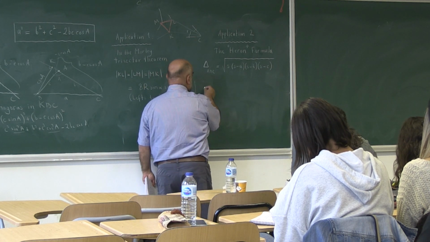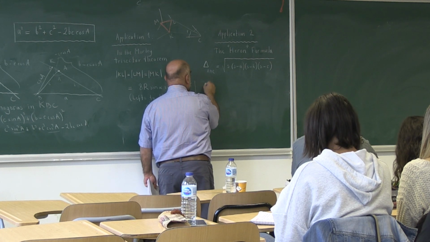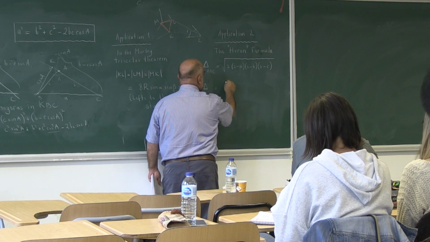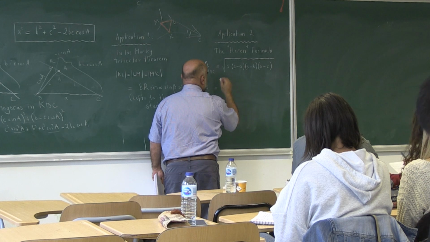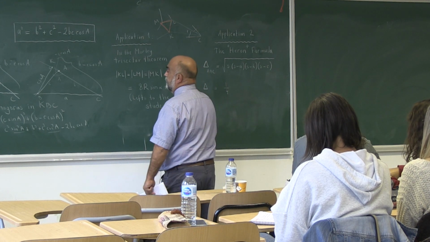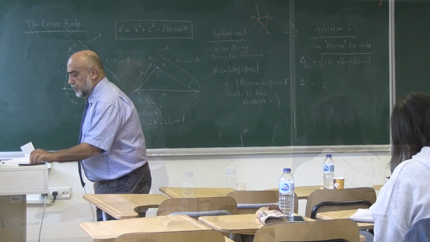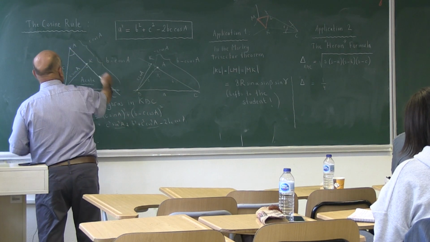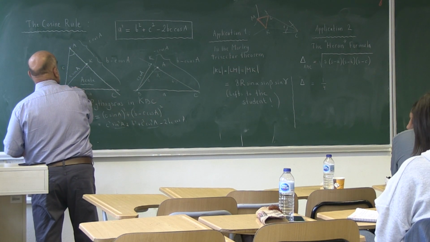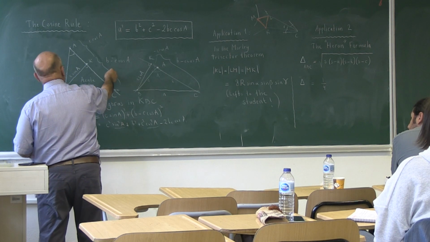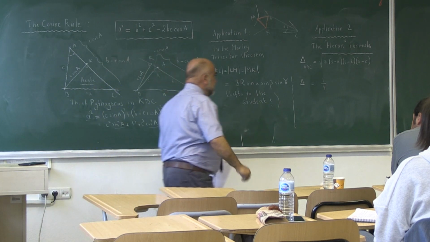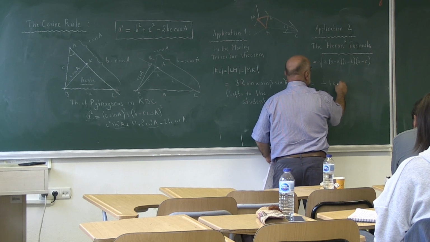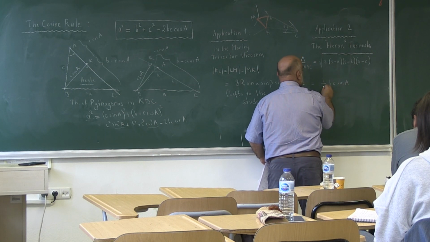Let's start with the area of the triangle squared. The area of the triangle is, of course, a half. You can take B and multiply it with the corresponding altitude, which is C times sine A. So the area is B times C times sine A divided by 2.